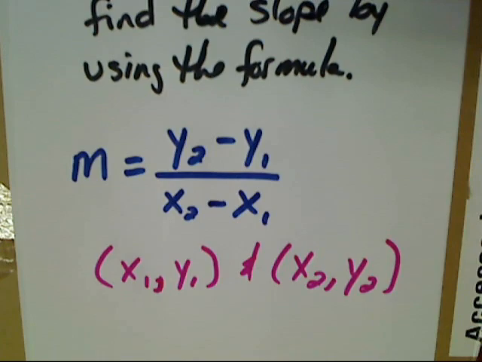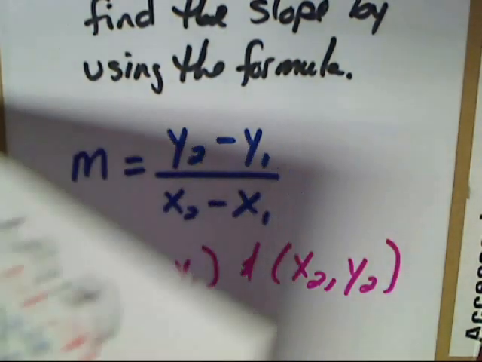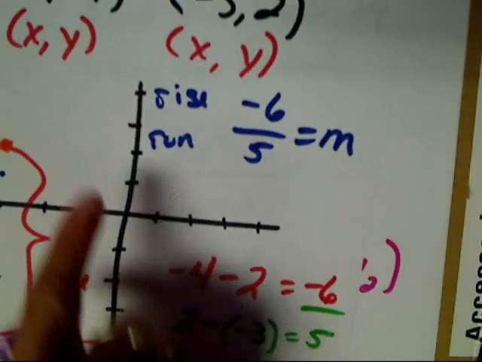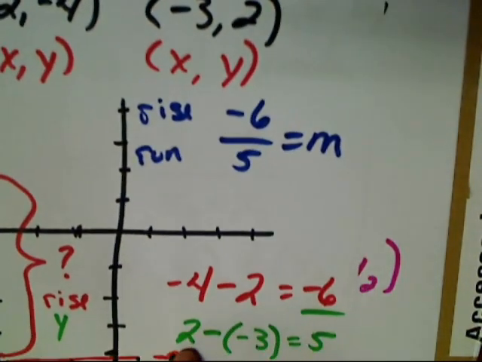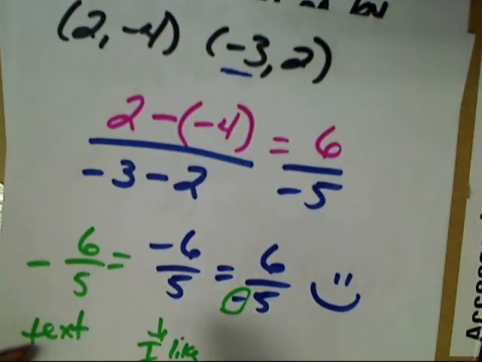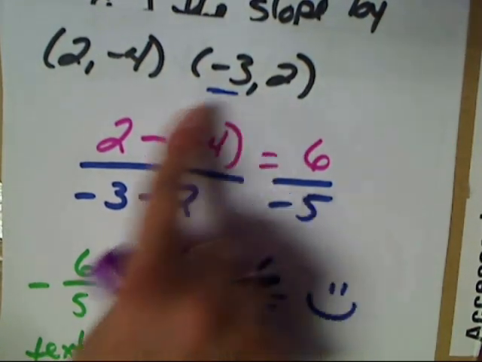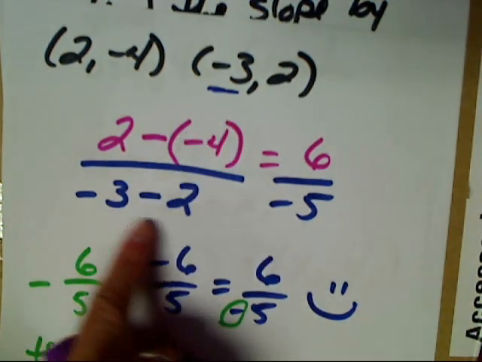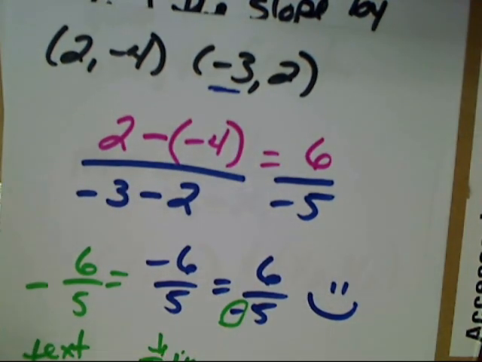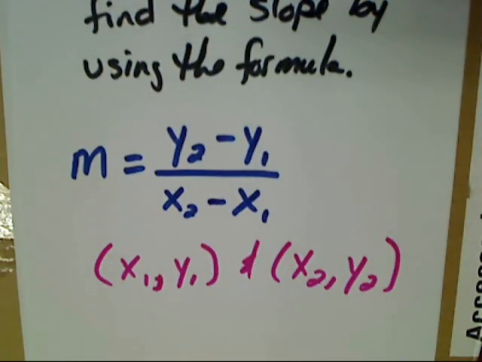Doesn't matter whether you start with that first point or the second point. Remember, here we started with the -4 and we took away 2. And then we started with the 2 on the bottom and took away the -3. But then we did the same problem in reverse by starting with the 2 over here and then taking away the -4. And then on the bottom it was the -3, take away the 2. And either way we got the same answer. The key is to be consistent. Wherever you start on top, you have to start with that same point on the bottom.